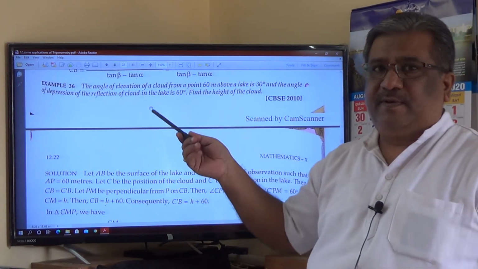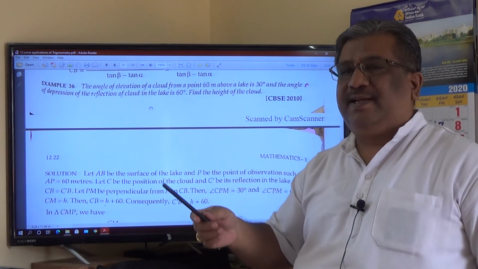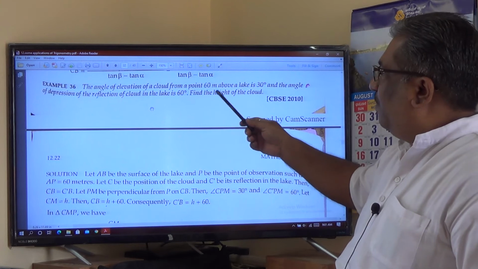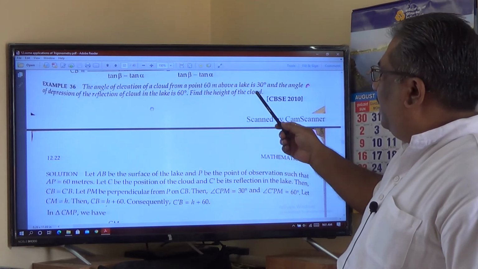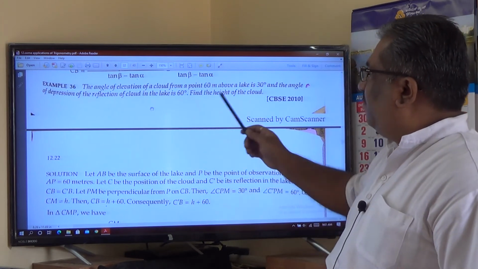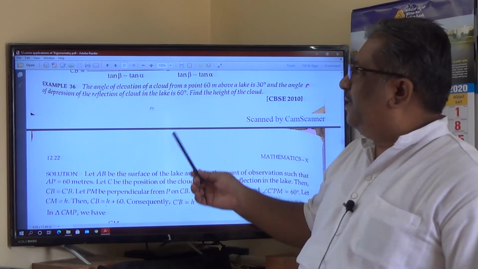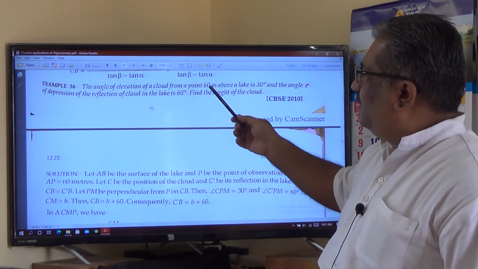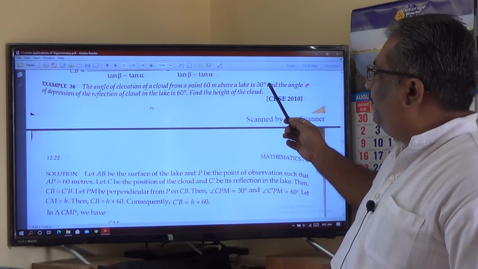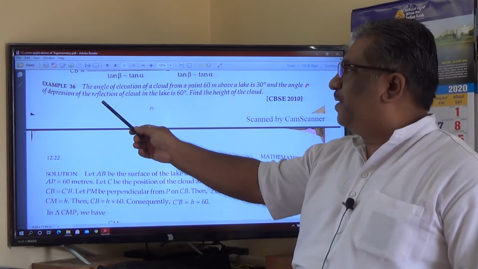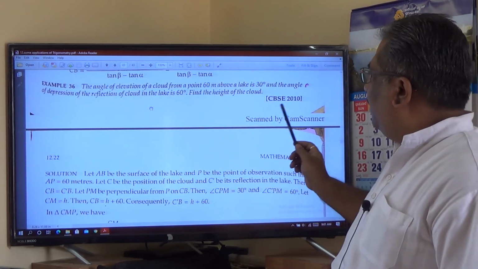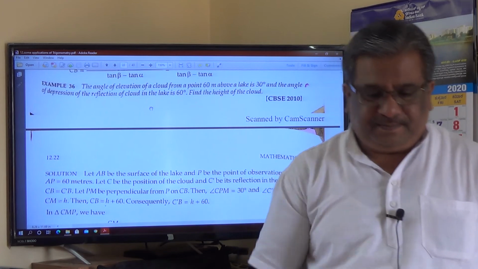It is a similar type of problem. Example 36: the angle of elevation of a cloud from a point 60 meter above the lake is 30 degrees, and the angle of depression of the reflection of the cloud in the lake is 60 degrees. Find the height of the cloud. As I said, 60 meter above the lake is the point of observation. From there, the angle of elevation is 30 degree, and the angle of depression of the reflection of the cloud is 60 degree. CBSE 2010. Let's solve this now.